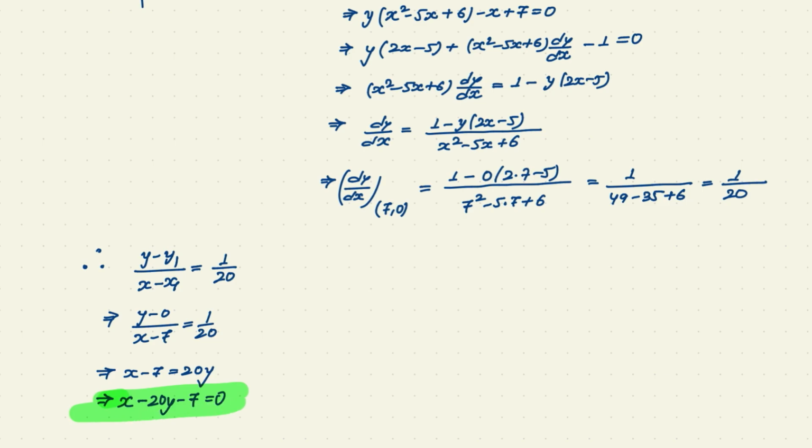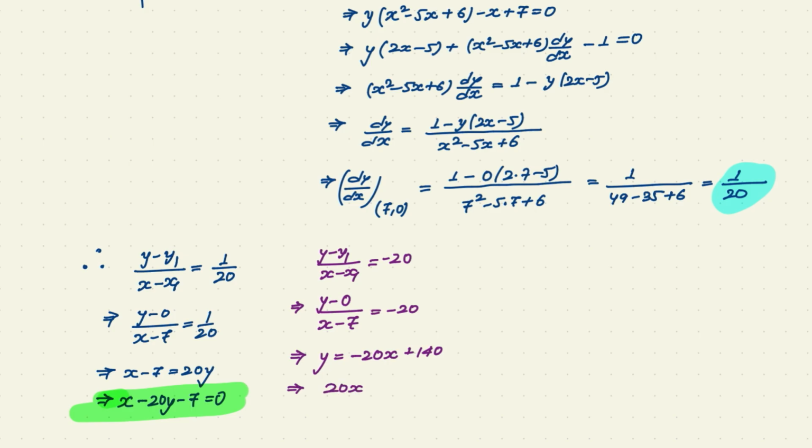And similarly, the equation of the normal will be (y minus y1) by (x minus x1) equals to the slope of the normal. As I said, the slope of the tangent is 1 by 20, so the slope of the normal will be the inverse of 1 by 20 with negative sign, that is minus 20. So let us put the point of contact, then we will have (y minus 0) by (x minus 7) equals to minus 20. On cross multiplying, we will get y equals to minus 20x plus 140. So the equation of the normal will be 20x plus y minus 140 equals to 0, which is the required equation of the normal.